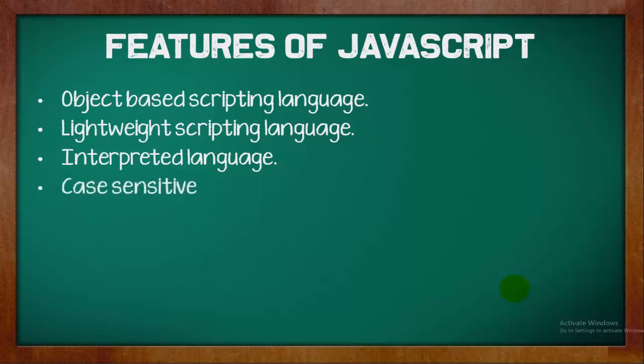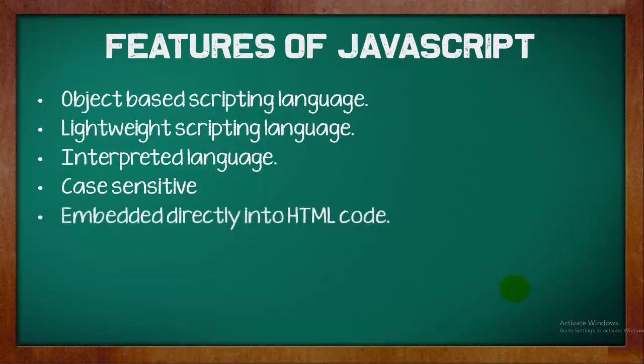The fourth and the main one is case sensitive. I think this term is very familiar to you. In C and C++ also, whatever programs, variables, functions we declare, all are case sensitive in nature. That means if it is in small letter, you have to provide it in small letter. If it is in capital, you have to provide it in capital. So you can't change the cases. If it is lowercase, you have to give lowercase. If it is uppercase, you have to give uppercase. So they are very case sensitive in nature.